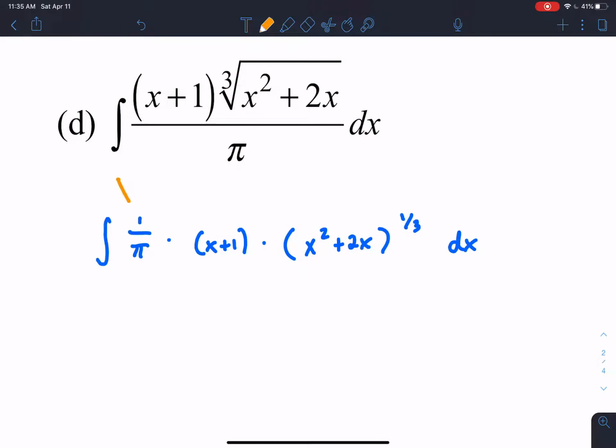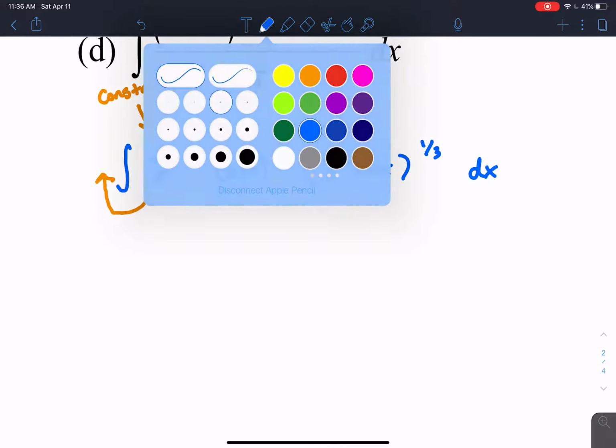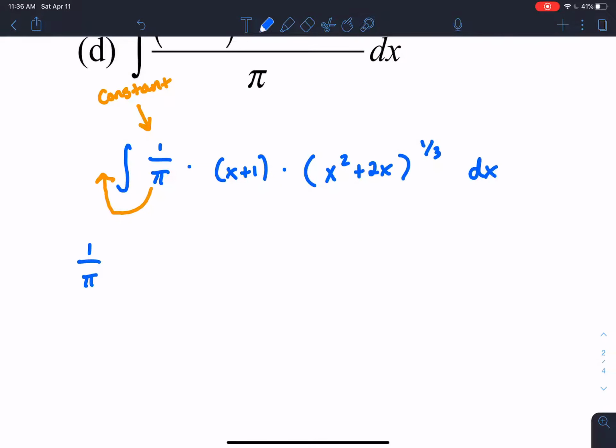Now, this number here, that's a constant term. It's not a variable. You're not going to be integrating that. So what you can do with that is move the constant term out front because you're not integrating it. You're not really worried about it. So you can move that number right out front. So I can make that 1/pi integral of x plus 1 times x squared plus 2x to the 1/3.